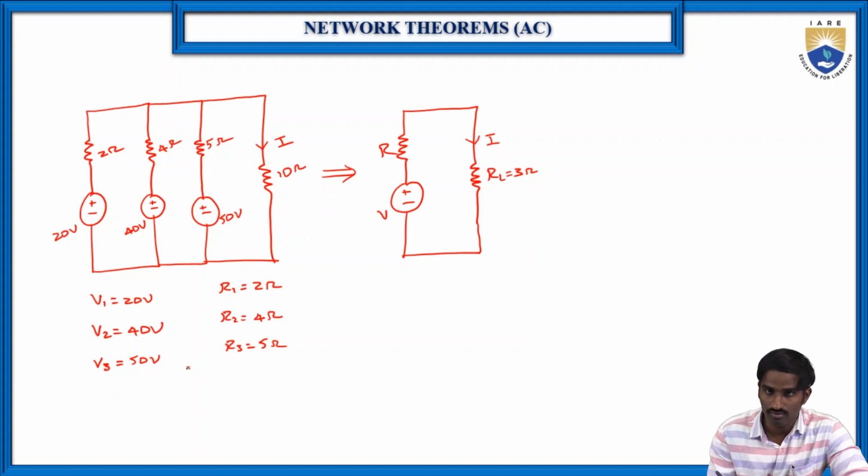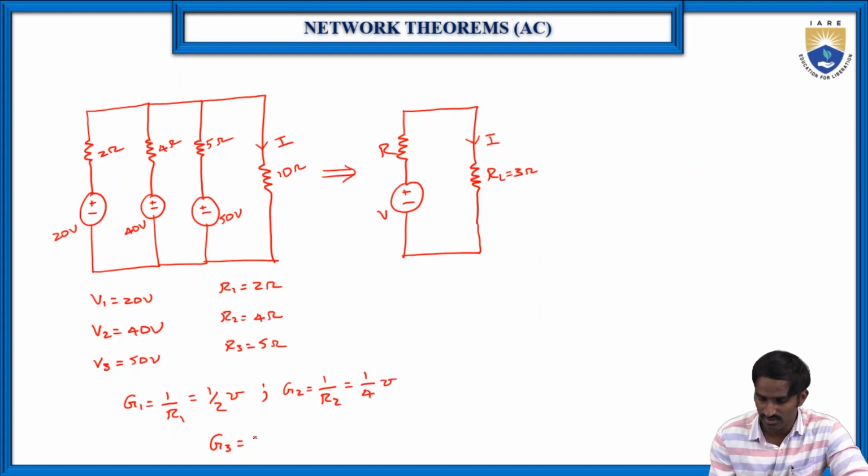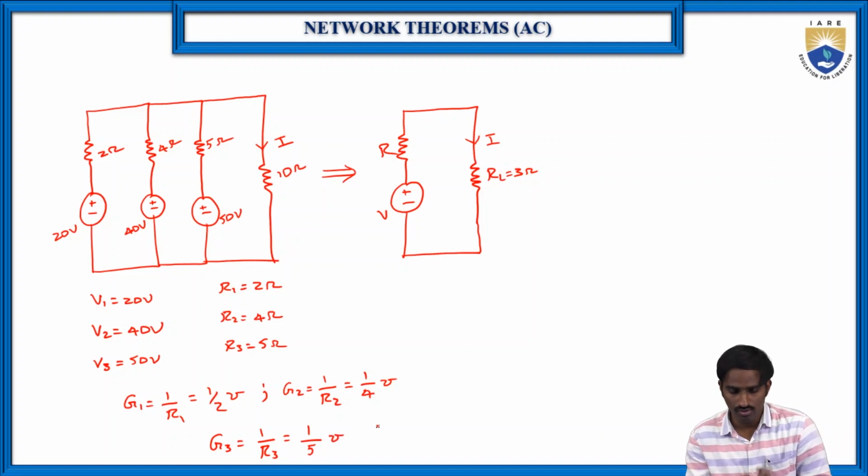Now the reciprocals of the resistors, let us consider the values are G. So G1 is equal to 1 by R1, which is equal to 1 by 2. Similarly G2 is equal to 1 by R2, which is equal to 1 by 4. And similarly G3 is equal to 1 by R3, which is equal to 1 by 5. Right? So now in this case also we need to find the value of V and R.